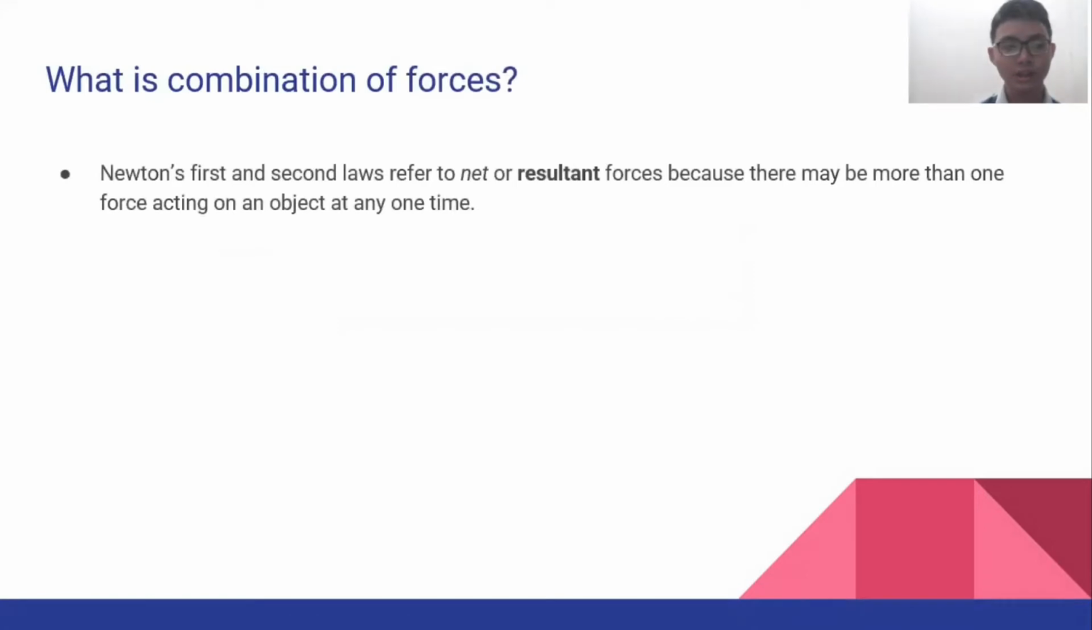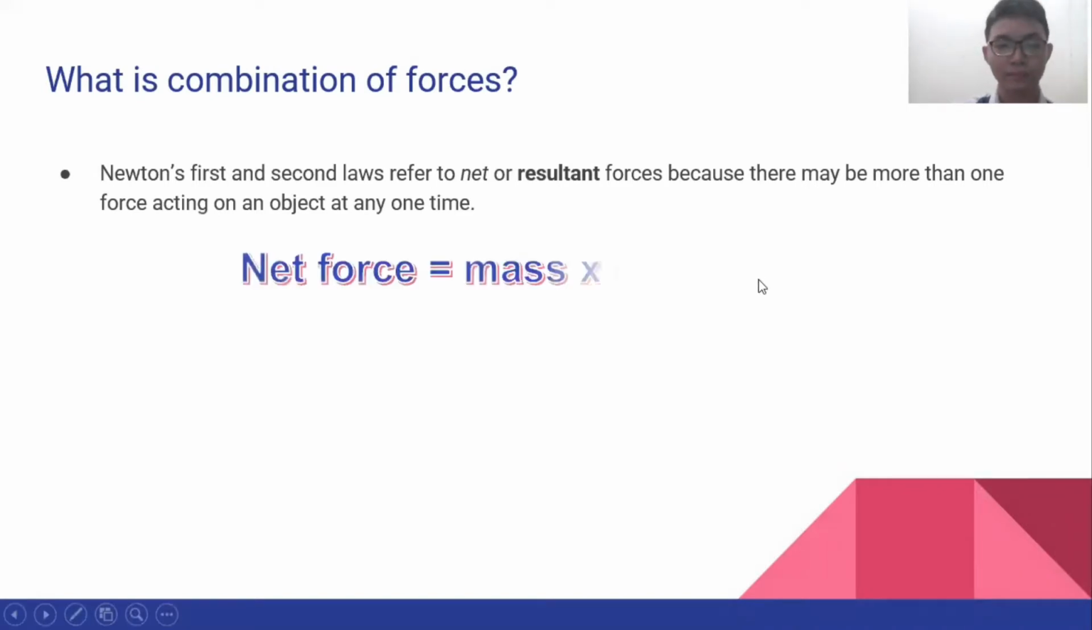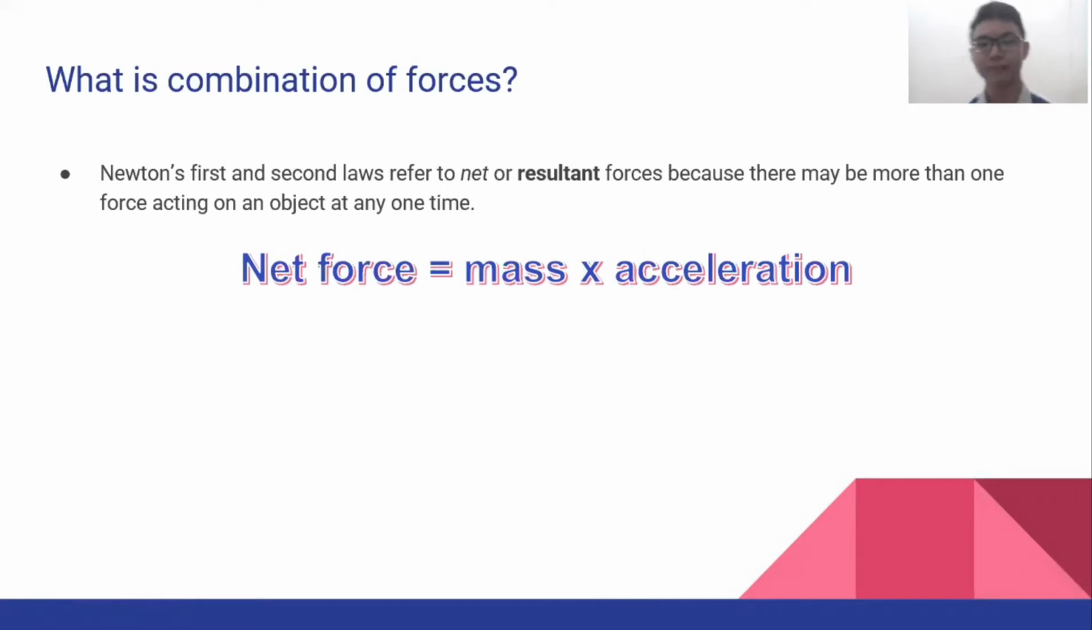Newton's first and second laws refer to net or resultant forces because there may be more than one force acting on an object at any one time. So this is the formula that we need to remember: net force equals mass times acceleration. So basically, combination of forces is just like the sum of all the forces.